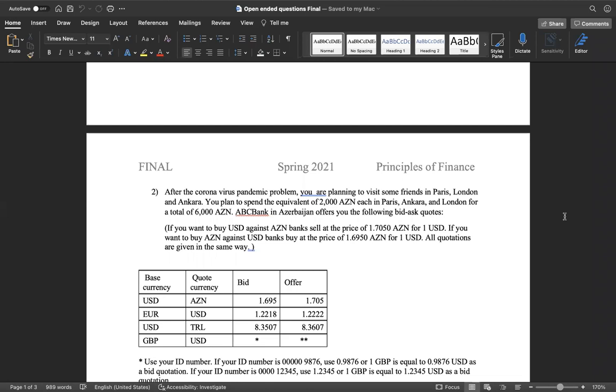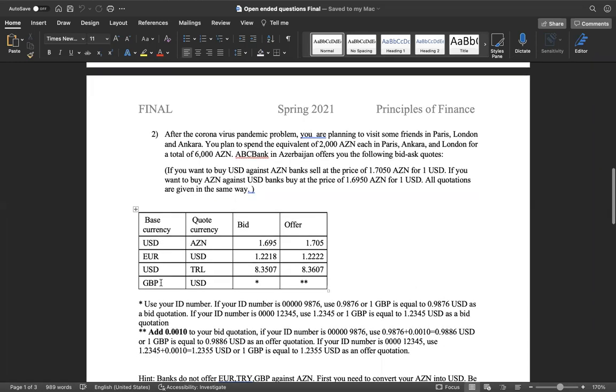Question 2 says, after the coronavirus pandemic problem, you are planning to visit some friends in Paris, London, and Ankara. You plan to spend the equivalent of 2,000 ASEAN each in Paris, Ankara, and London for a total of 6,000 ASEAN. ABC Bank in Azerbaijan offers you the following bid-ask quotes. Our base currency is on the left side, quote currency on the right side. It means 1 USD is equal to ASEAN, 1 euro is equal to USD, 1 USD is equal to Turkish lira, and 1 British pound is equal to USD.